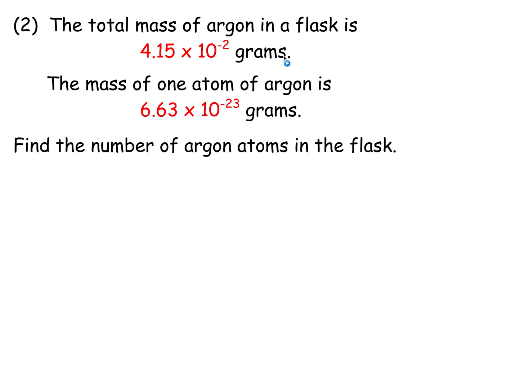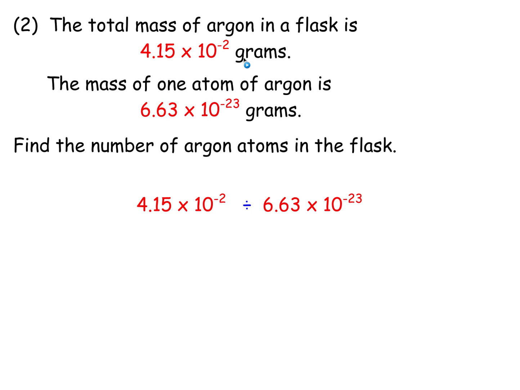If it said you've got 100 grams and each atom weighed 2 grams, you'd know you would divide 100 by 2 to find out how many atoms are in the flask. Well, it's the same principle, it's just awkward numbers. You would take the mass in the flask, divide it by the mass of one atom, and that will find out the number of atoms you've got. So it's a division, but you've got to divide the correct way around.